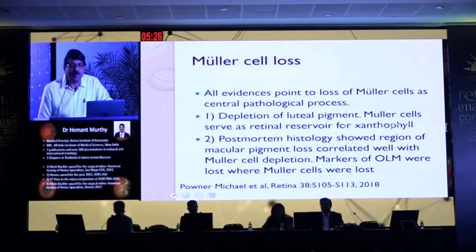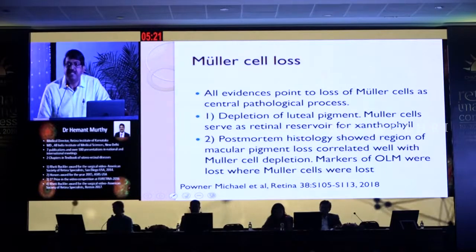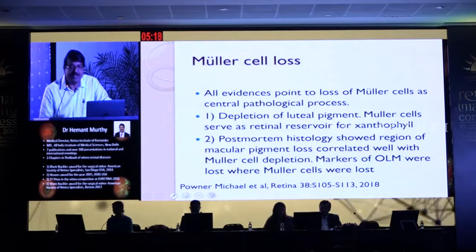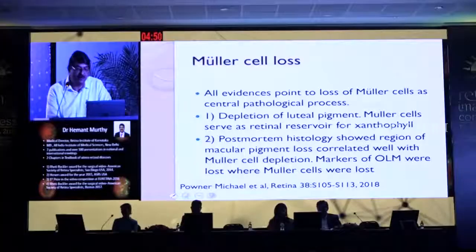So primarily all the evidence points to the loss of Muller cells as the central pathological process, and these are like the pillars in the architecture. This detection has been due to certain clinical and histopathological observations, wherein they found that depletion of luteal pigment is one of the signs, primarily because Muller cells serve as the retinal reservoir for the xanthophyll. Postmortem histology showed regions of macular pigment loss correlated well with Muller cell depletion, and the markers of the OLM were lost where Muller cells were lost.